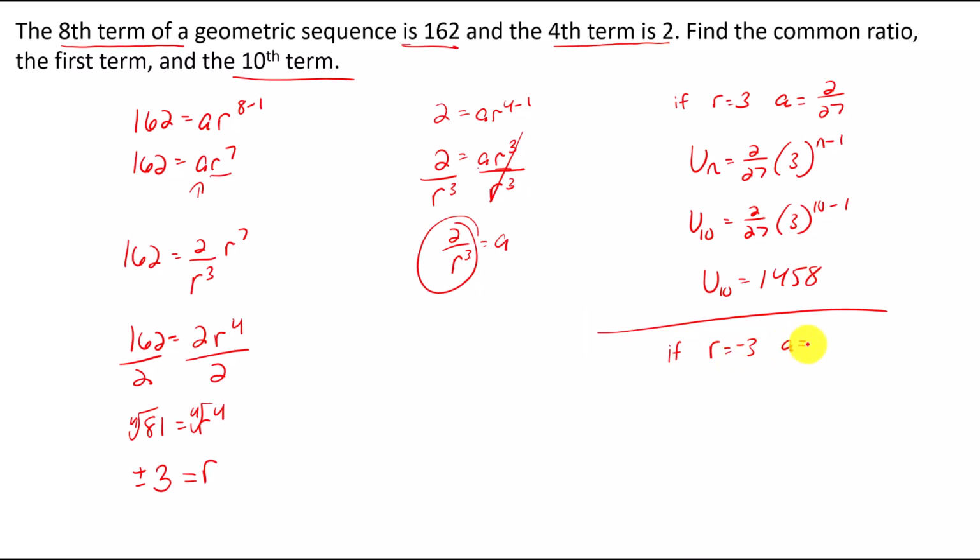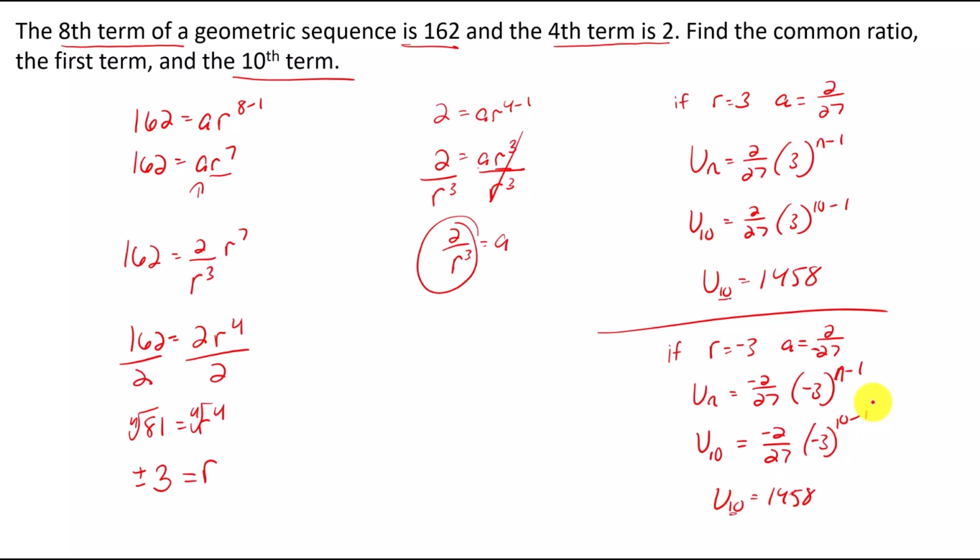All right, but what if r is negative 3? If r is negative 3, when I plug in a negative 3 here and cube it, I still get a negative, so this becomes 2 over negative 27. And so u sub n would be 2 over negative 27, or negative 2 over 27, which is fine, times negative 3 to the n minus 1. And so when we plug in 10, I get 10 minus 1 up here. Okay, and in this case, we're also going to get that u sub 10 equals 1,458.